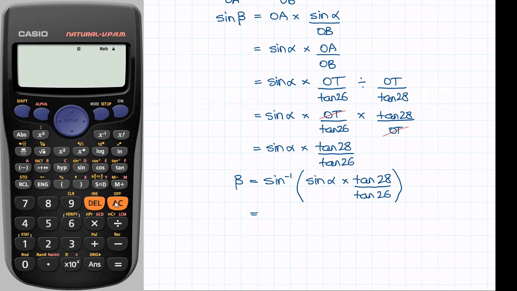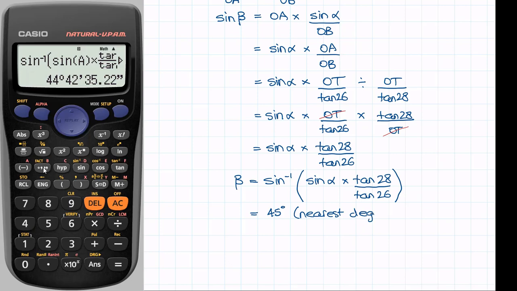So here we want the inverse sine of the sine of alpha, which I've stored in my calculator as A, times the ratio of tan 28 divided by tan 26. And so all of that is in the inverse sine. And so we have 44.7 degrees, or if I'm just going to write that to the nearest degree, that would round up to 45 degrees. And that's again to the nearest degree.